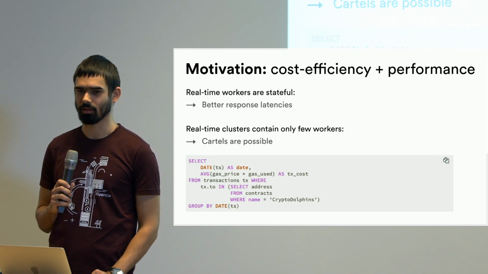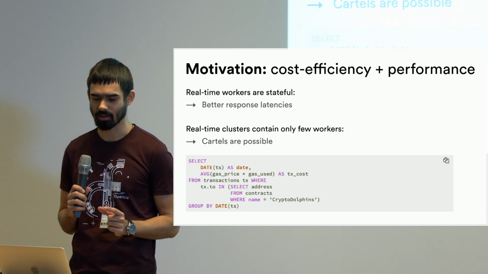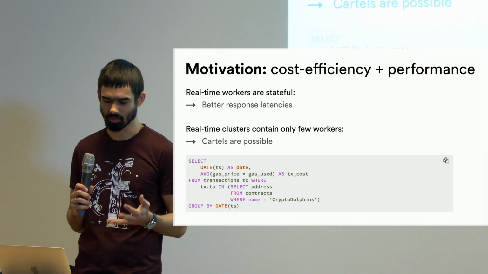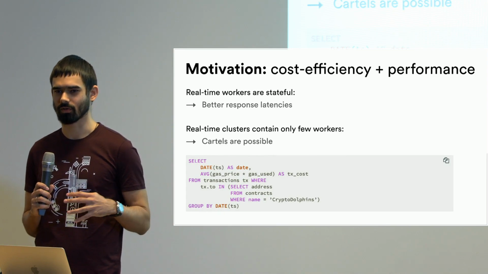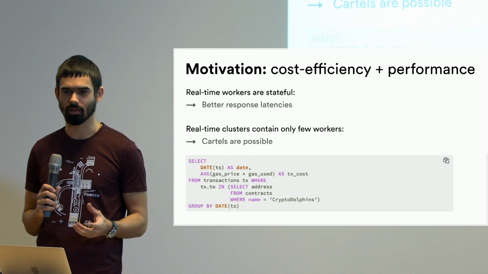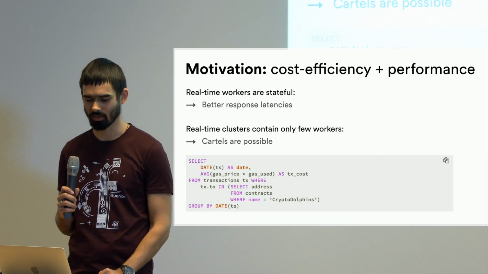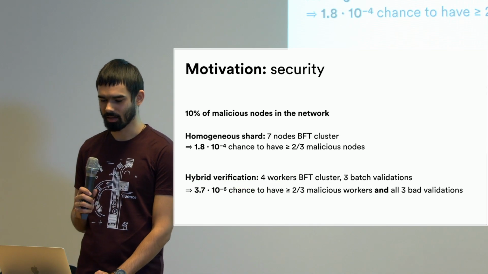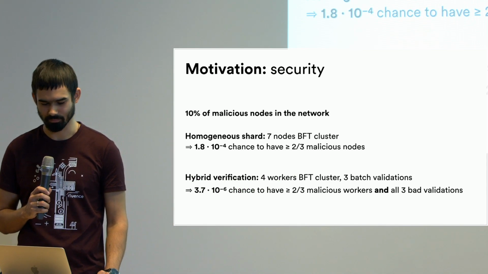But as clusters are small, they could conspire with each other. And the whole cluster could be captured by adversaries. And this problem could not be solved simply within this layer of fast computations. And that's why we have a security layer.